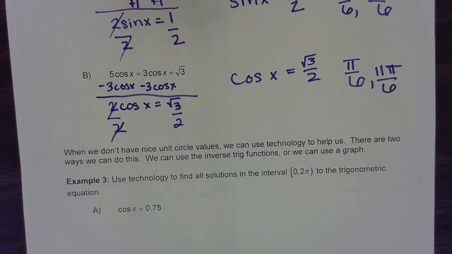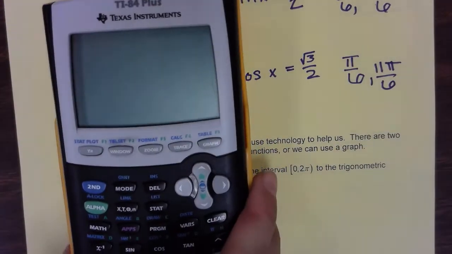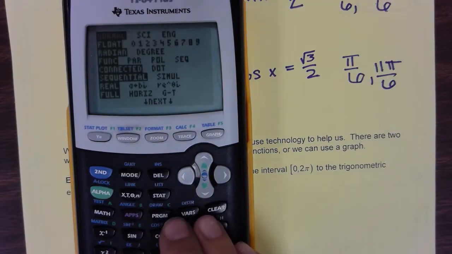Alright, make sure you have your calculators out, because this is the next one we have to use technology to help us. What we're going to do is find all the solutions from 0 to 2 pi. So first of all, make sure that your calculator is in radians. Go to mode and make sure you're in radian right there.